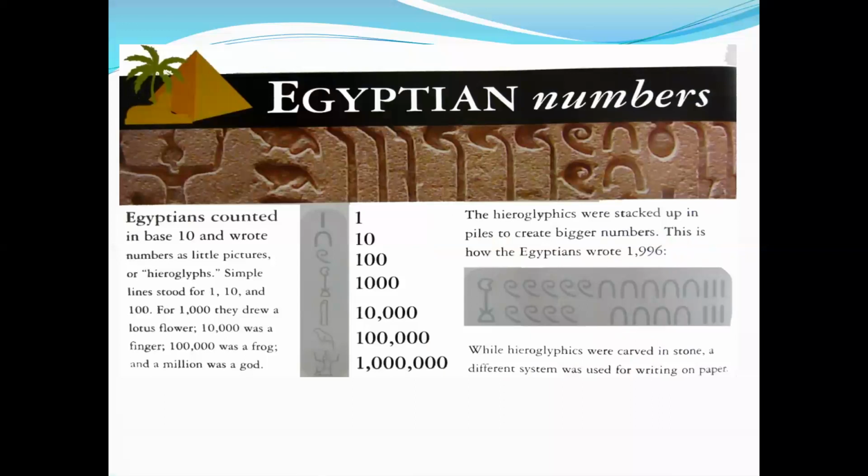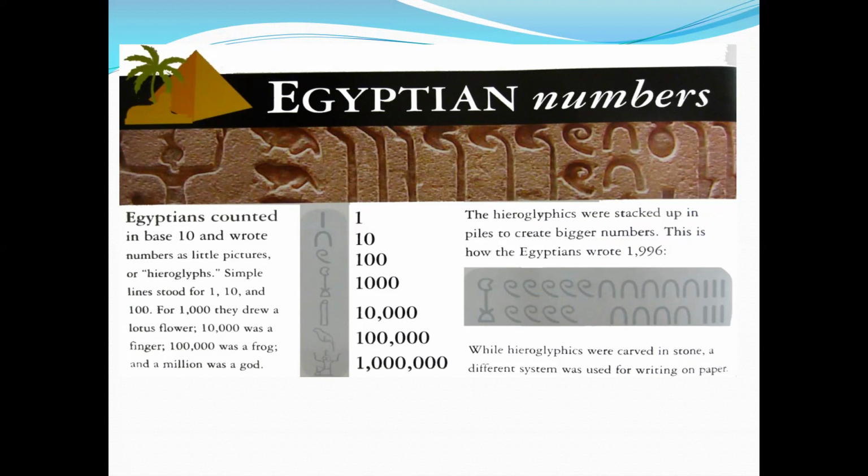And this is how Egyptian numbers are written. It is base 10 actually. This is the symbol for 1, for 10, for 100, for 1,000, for 10,000, 100,000, and a million. The number of these will determine the number of 1,000s, the number of 100s, and others. For example, we have 1,996.